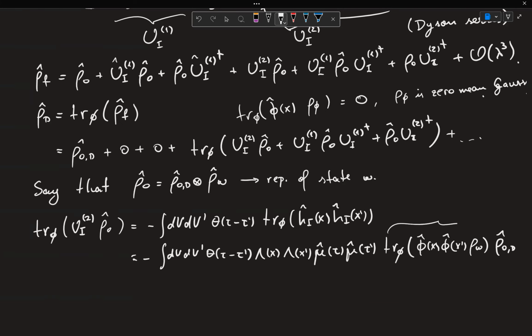But this quantity here is the Wightman function of the field. This is just omega of phi of x, phi of x prime.